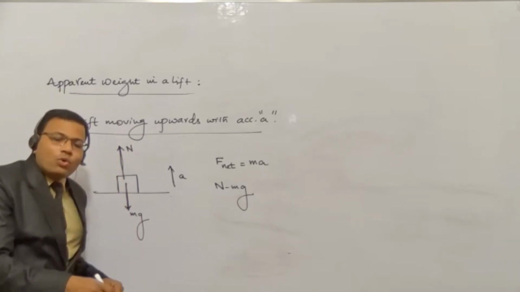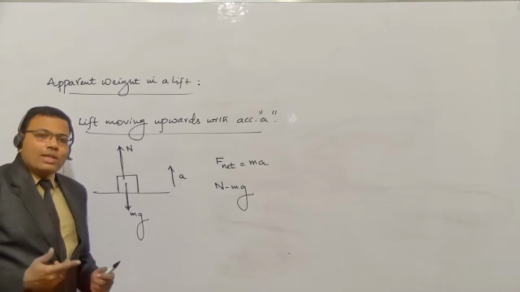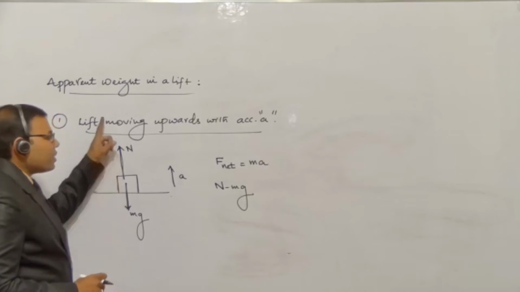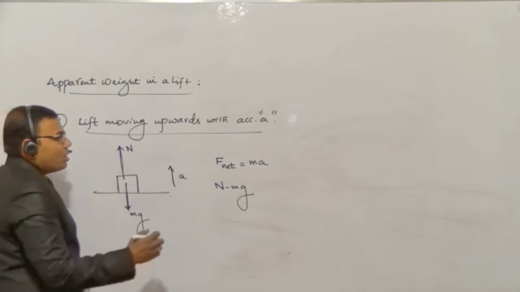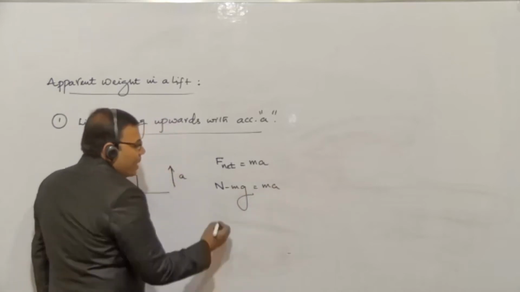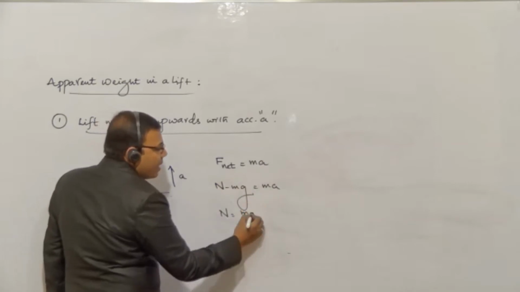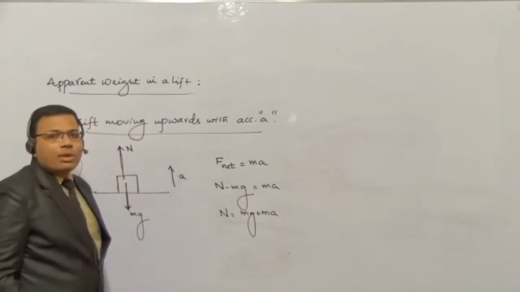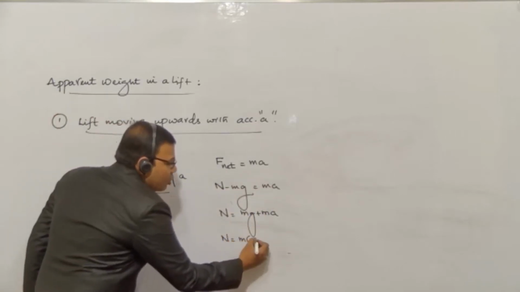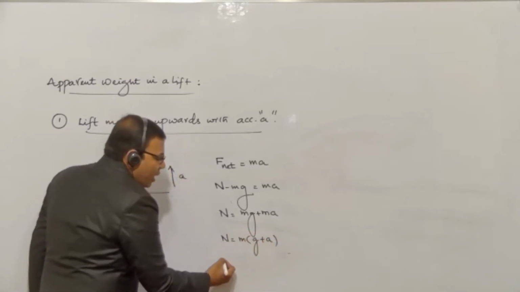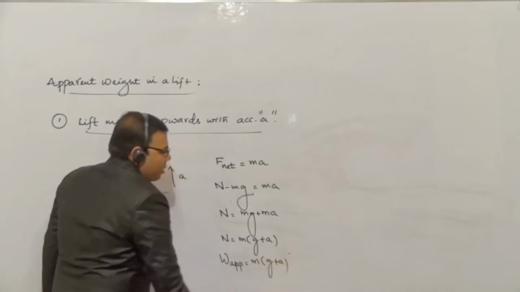When the lift is going down, mg will be more, so that is mg minus N we have to consider. But how the lift is moving is very important. The lift is moving upward, so N is more, mg is less. So N minus mg is equal to ma. Now N equals, students, mg plus ma, I'm taking this to that side. So from this I can write N equals m into g plus a. This is the apparent weight. Normal reaction gives you the apparent weight, m into g plus a.